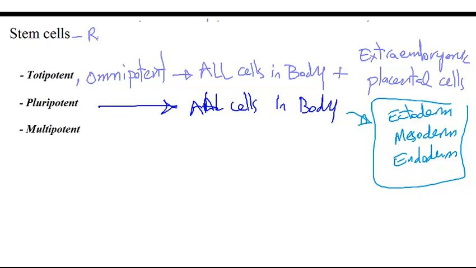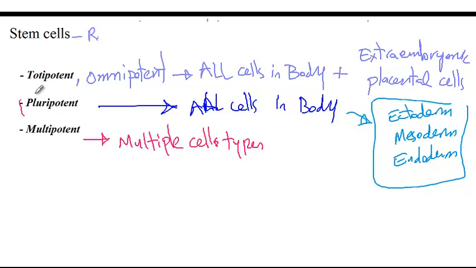And we have described all these derivatives of ectoderm, mesoderm, and endoderm in the embryology videos of our MCAT ACE lectures. The next type of cells are multipotent stem cells, which develop into multiple cell types, but they are more restricted than pluripotent cells.